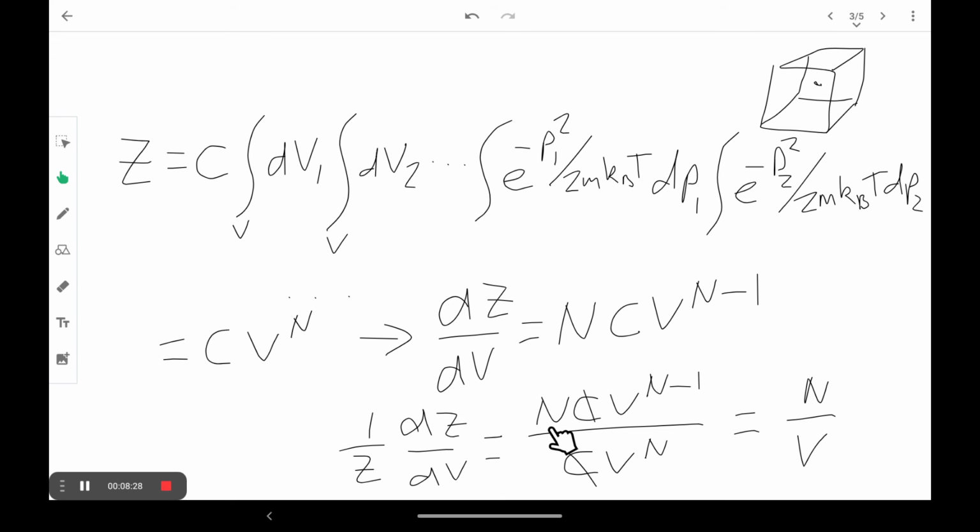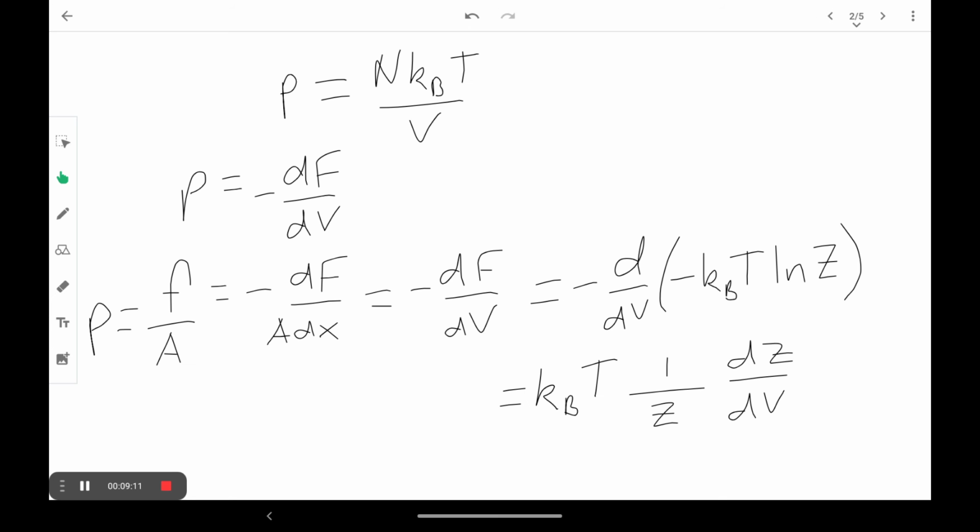Okay, so now I plug it in. The dZ dV is n C V to the n minus 1. Z is C V to the n. So the constants cancel. Again, that's the beauty of working with partition functions, is because you will always have a Z down below and then some function of Z above, any constants will cancel out. Okay. Now I have n minus 1 factors of V above and n factors below, so I have one more factor of V below, and all the others will cancel, and I'm just left with n over V, and so this is my end result.